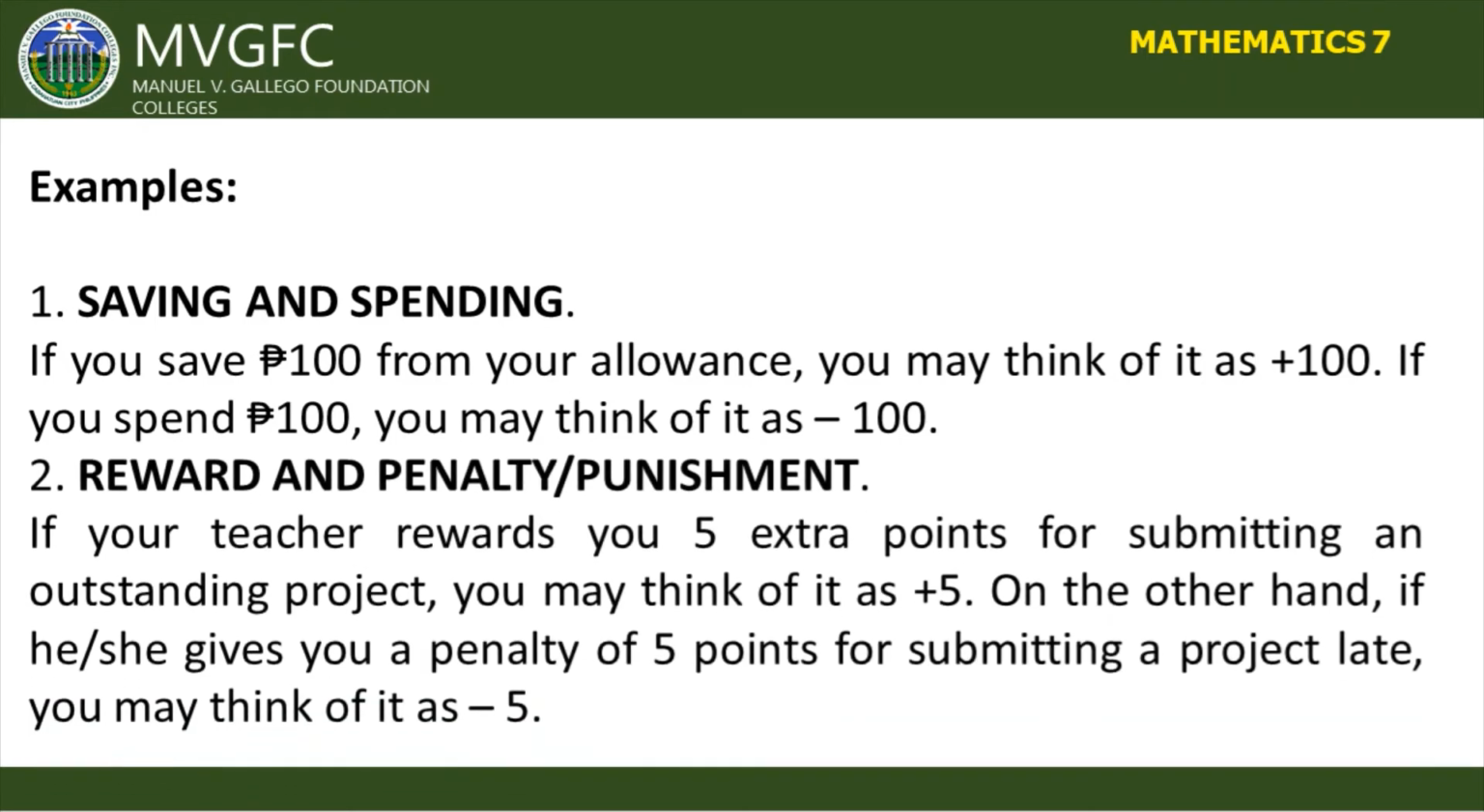Another example is we have reward and penalty or punishment. If your teacher, for example, rewards you 5 extra points for submitting an outstanding project, you may think of it as positive 5. On the other hand, if he or she gives you a penalty of 5 points for submitting a project late, you may think of it as negative 5.